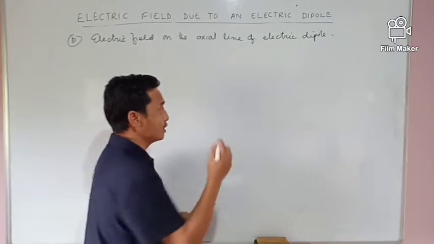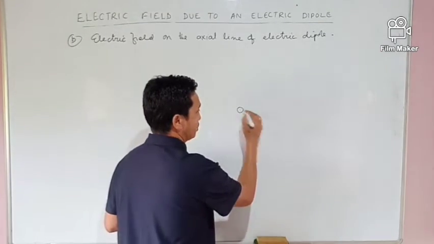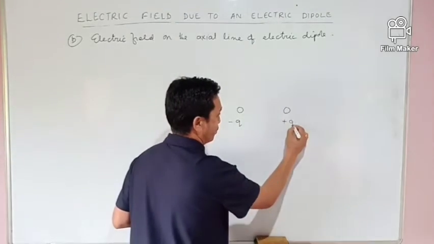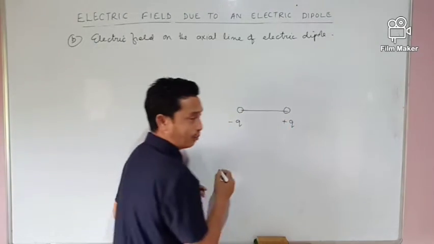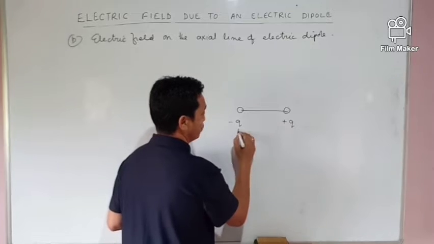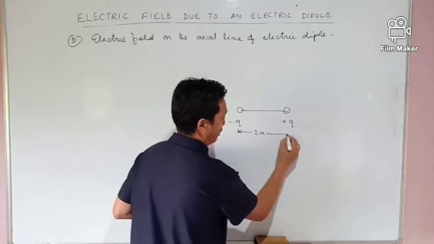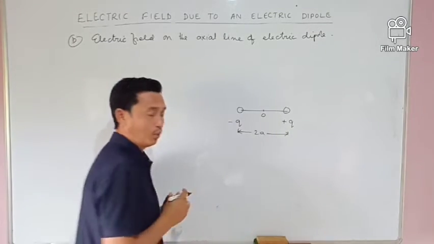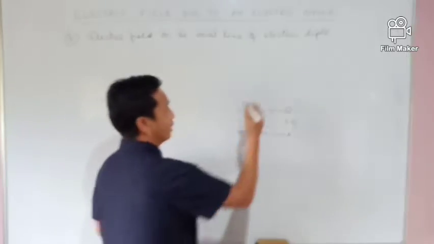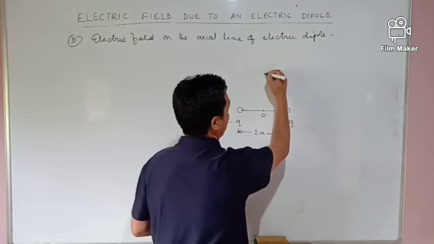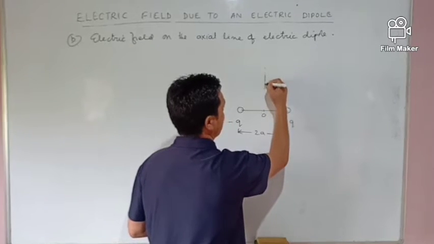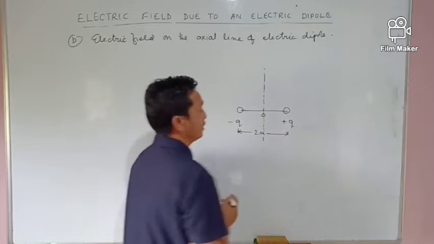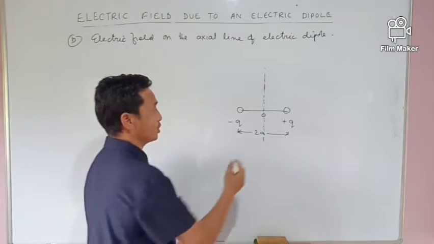Now for this I will draw a dipole here. So this is the dipole having minus q and the plus q here, and this is the length of the dipole, which is equal to 2a. The length of the dipole is 2a, and this is the center O of the dipole. Okay, now let us consider any point on the equatorial line, a line passing perpendicular through the center of the dipole. Okay, so this is called equatorial line.